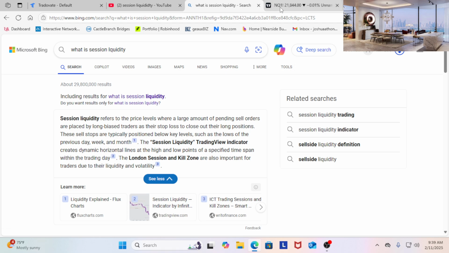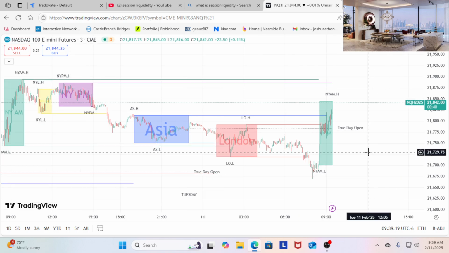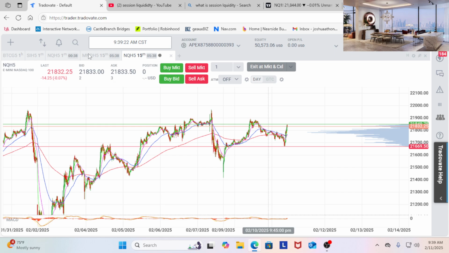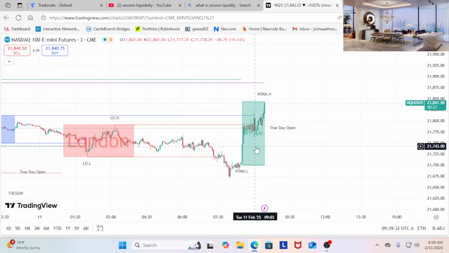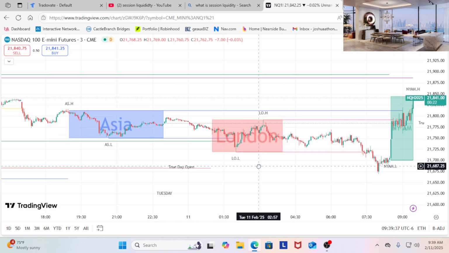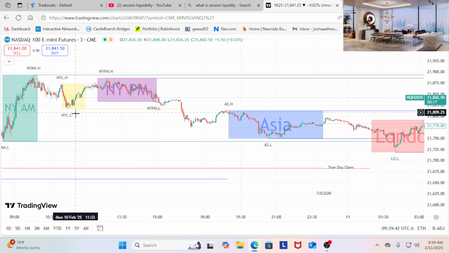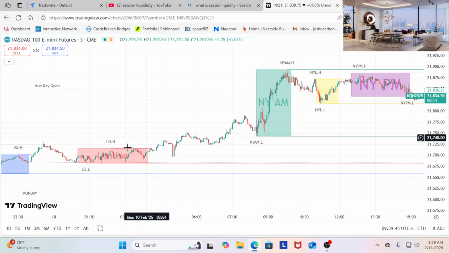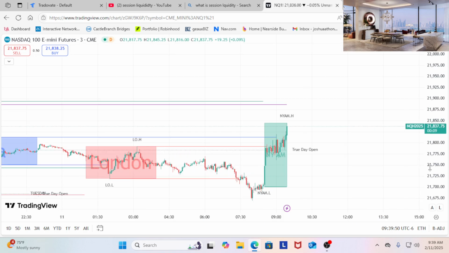Alright, so TradingView. So these are the different sessions. Currently this is live. You can see right now the NASDAQ is running, I think, negative 13 points on the day. So, session liquidity. This is the New York AM session. Before that, we have the London session, then we have the Asia session, then we have New York PM, which was yesterday, New York lunch, New York AM, London, Asia, and so on. So these are your different sessions.